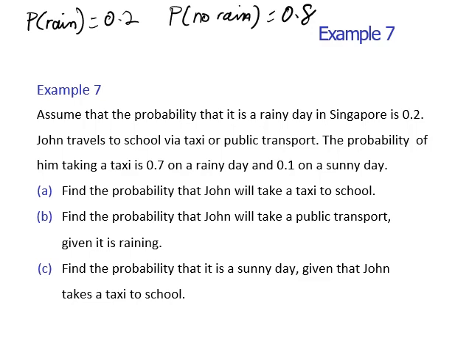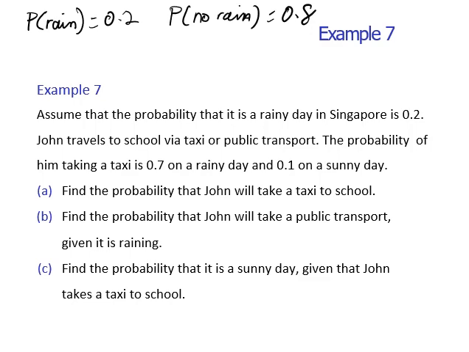And John travels to school via either taxi or public transport. But you know the probability of him taking a taxi on a raining day and the probability of him taking a taxi on a sunny day. Okay, so this is important. So what is the probability of John taking a taxi to school?